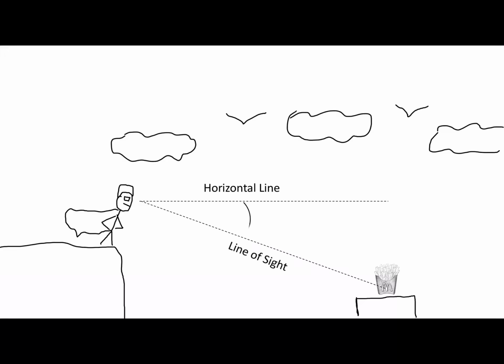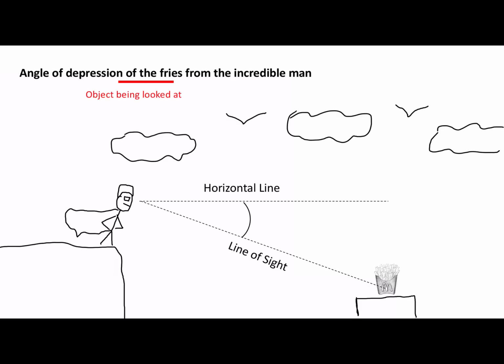Okay, let's proceed. This dude is looking down at his foot. Looking down means angle of depression. And once again, you draw a horizontal line. And where is your line of sight? Here. And therefore, your angle of depression will be where? Here. And normally how will you be asked? You will be asked to find the angle of depression of something from something. Once again, angle of depression of something, that something is the object being looked at. Angle of depression from something, that something is the object that is looking.